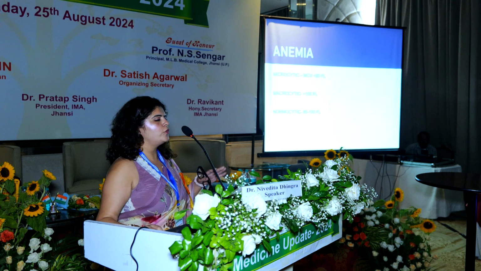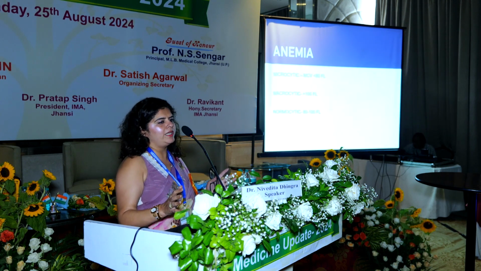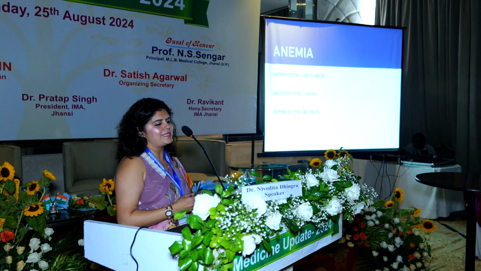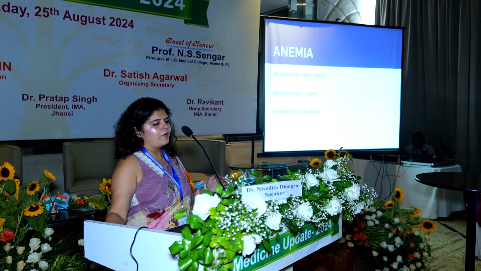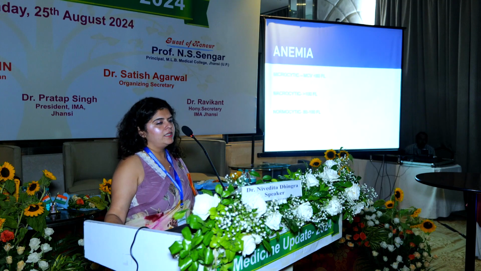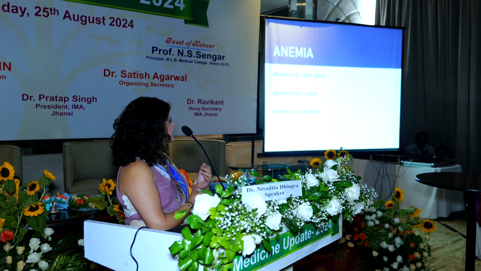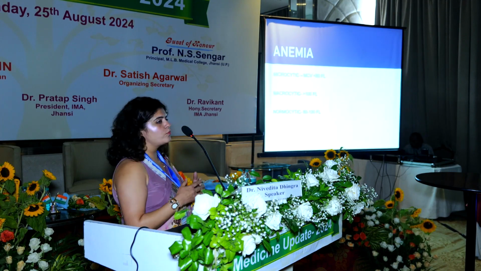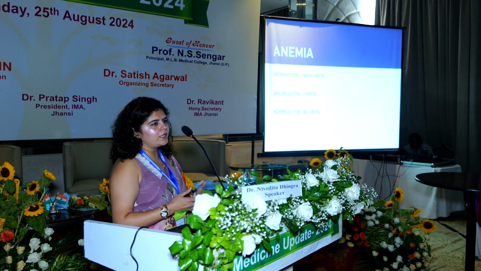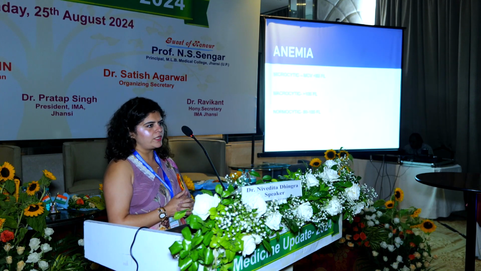So now moving to the focus of today's talk, that is anemia. Broadly, when we talk of anemia, it means that the hemoglobin is less than 2 standard deviations for that age and sex for that population. The easiest way to classify anemia is whether it is microcytic, where the MCV is less than 80 femtoliters, macrocytic when it is more than 100, or normocytic, which is between 80 to 100 femtoliters.